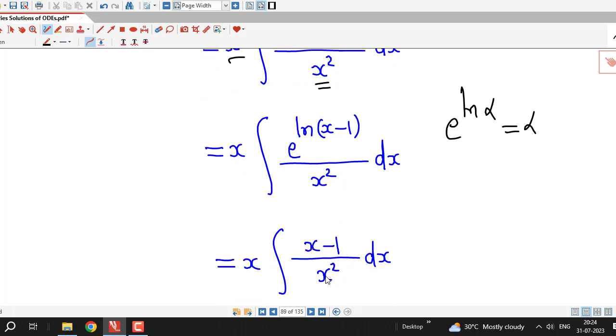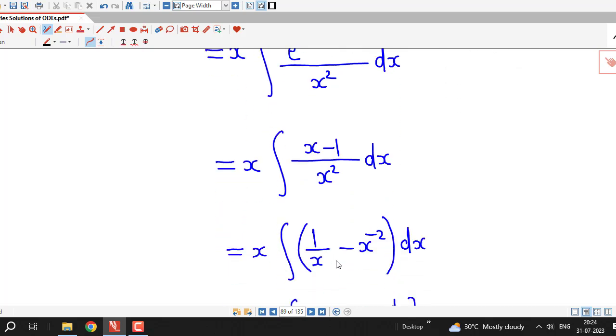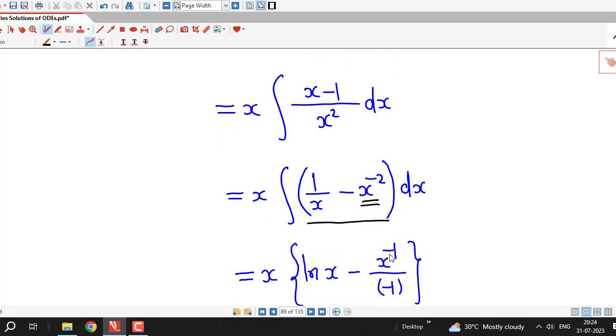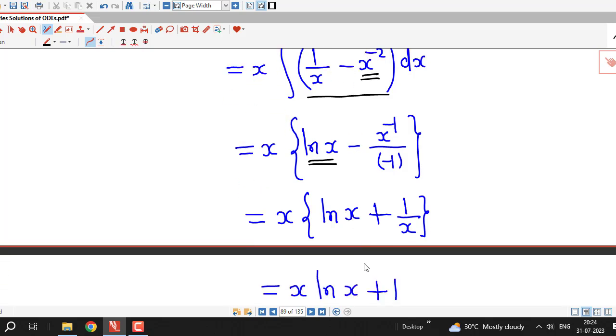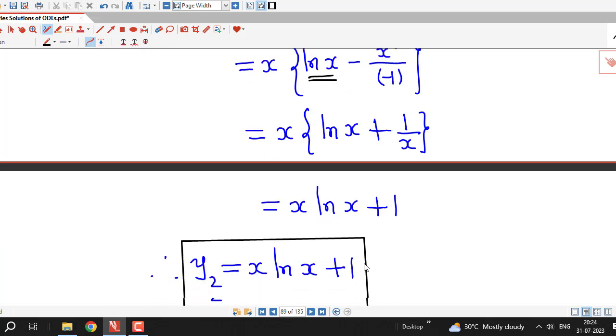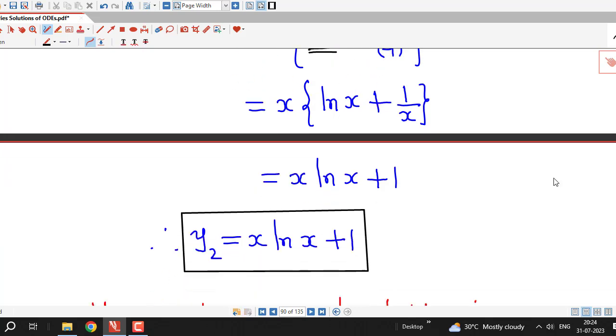This I can rewrite as x over x square, that is 1 by x, minus 1 by x square, that is x raised to minus 2. Now integral of 1 by x is log x, integral of x raised to minus 2 is x raised to minus 2 plus 1 over minus 2 plus 1, and then we multiply with, before multiplying we rewrite this as ln x minus minus plus x raised to minus 1 is 1 by x, and if I multiply by x I have x times log x plus 1. This is the second solution.